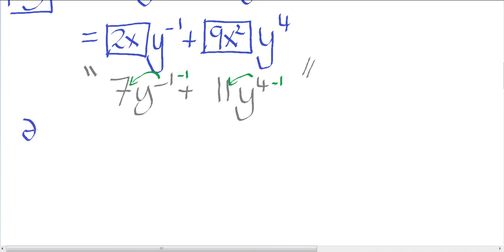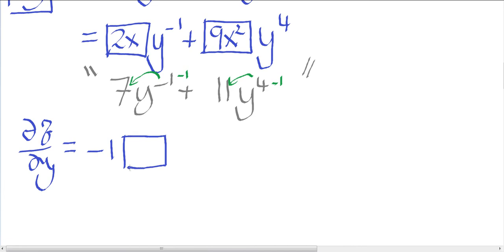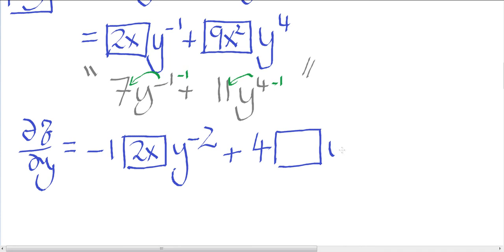So treat the equation with the box as exactly the same. So that means we have del z, del y equals, so I take the minus 1 down in front of the box and take 1 off the power, y to the minus 2. Fill in whatever was in the box, 2x. Plus, again the same idea, take the 4 down in front of the box and take 1 off the power. And what was in the box again? 9x squared. Now, you can clean up everything.